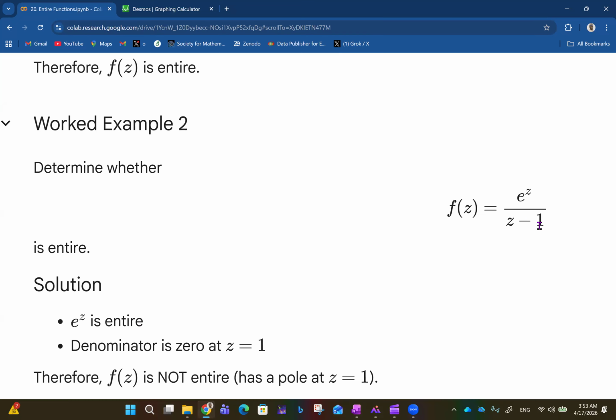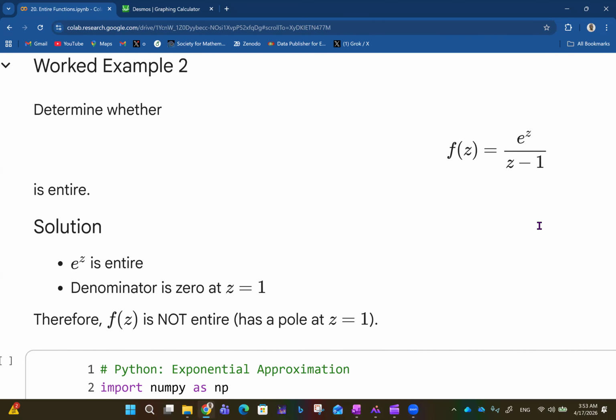So a pole is like a point of discontinuity. As far as that exists, you can also see the function is not entire.